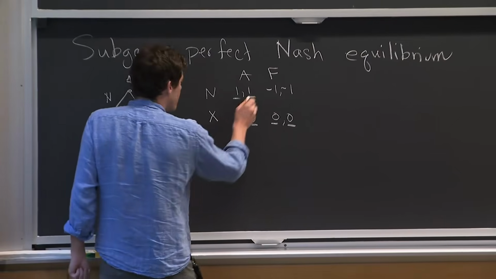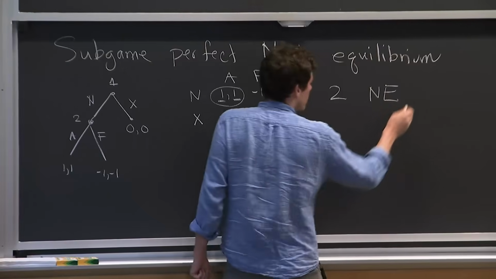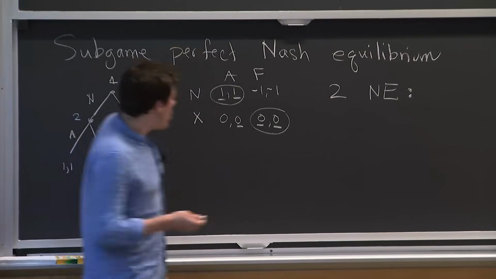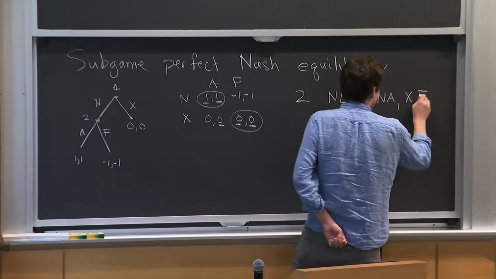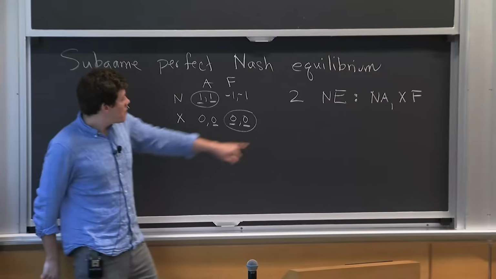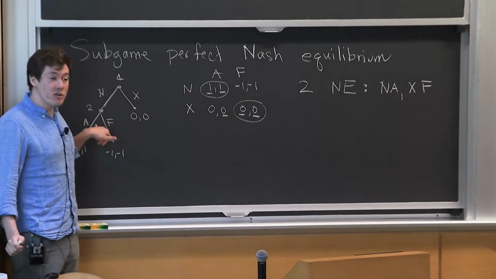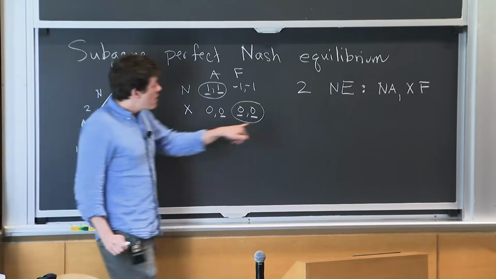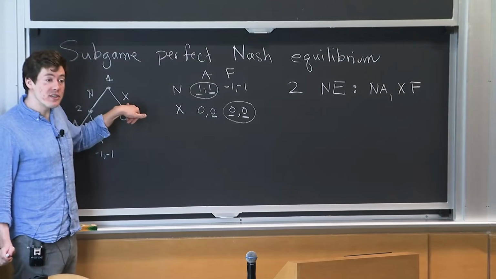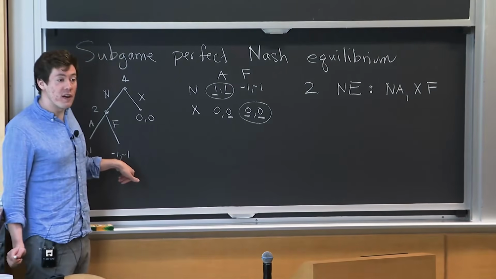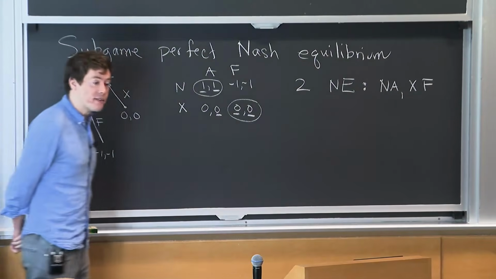So here we see that we get 2 Nash equilibria. Namely, our 2 Nash equilibria are NA and XF. So what's the story here? One Nash equilibrium is player 1 enters, anticipating that player 2 is going to accommodate their entry. The other Nash equilibrium is XF. Player 1 exits. They don't enter because they anticipate that player 2 will fight. And both of these are Nash equilibria. Both players are playing optimally given the way the other player is behaving.